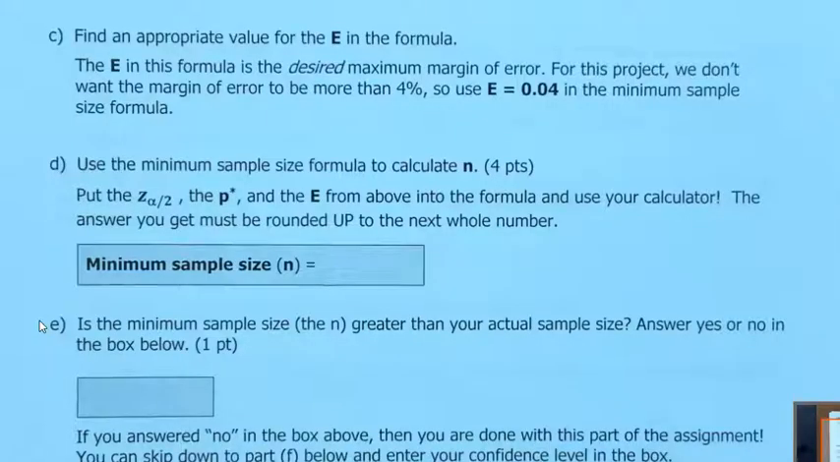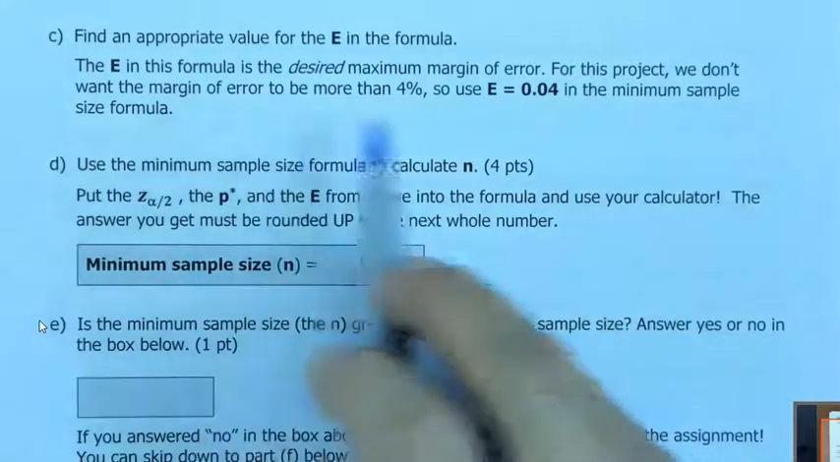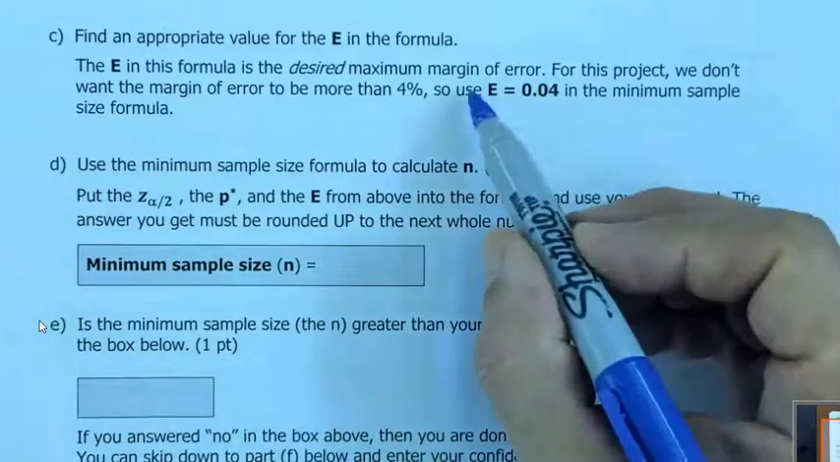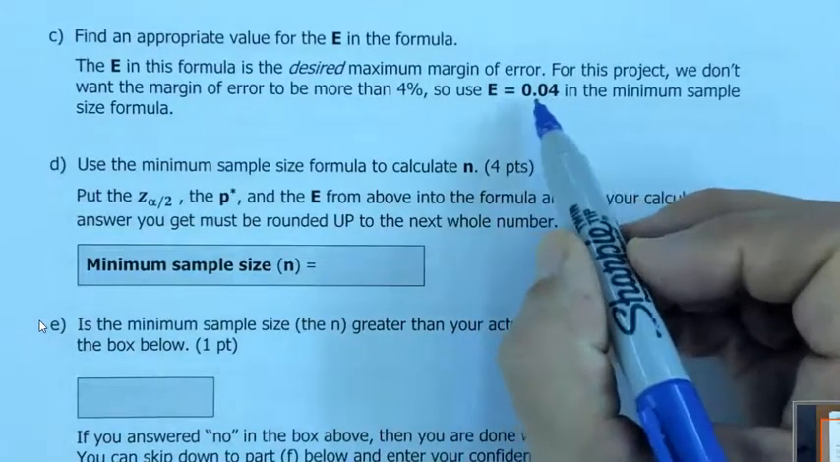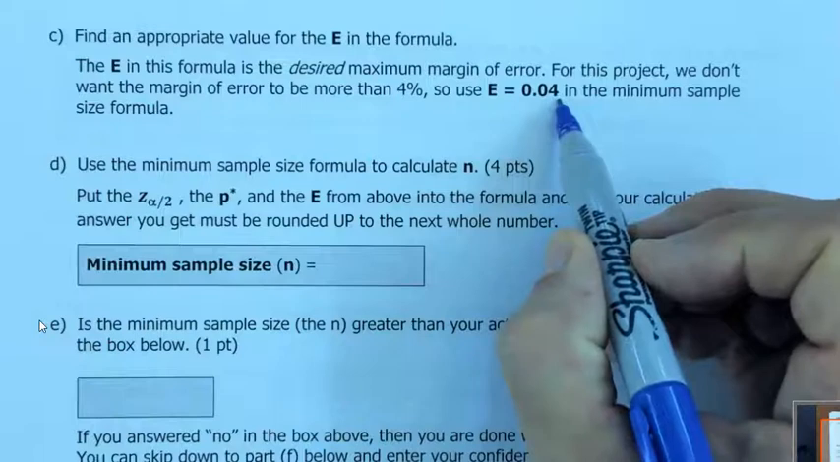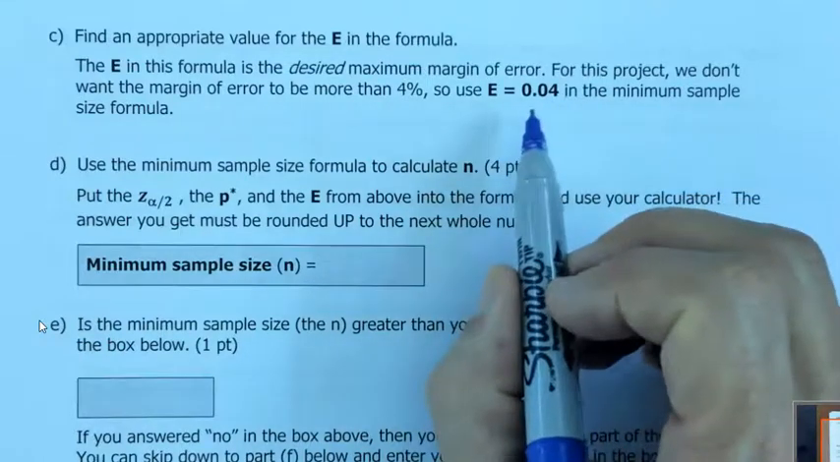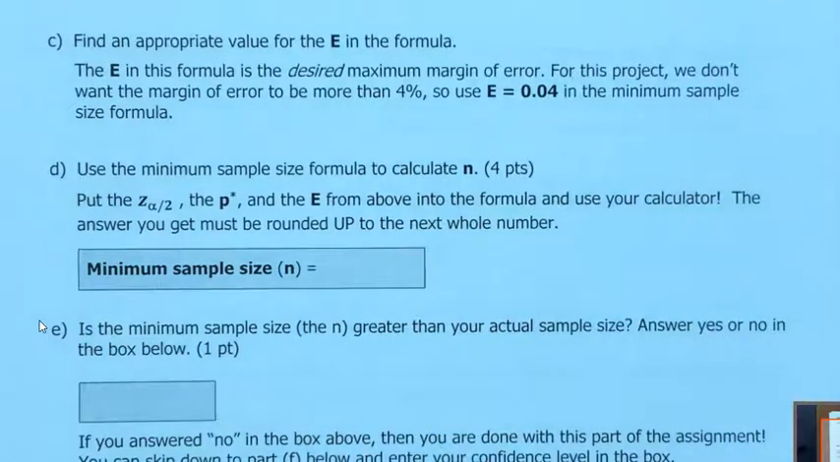Another element that goes into the minimum sample size formula is the desired maximum margin of error. Usually if we're talking about proportions, we don't want to make this any bigger than 0.05 or 5%. For this particular project, I'm giving you a margin of error to use. We want our maximum margin of error to be 4%. That would be 0.04. So this is the value that you're going to use in this formula. Now you've got the 3 values that you need for the formula.